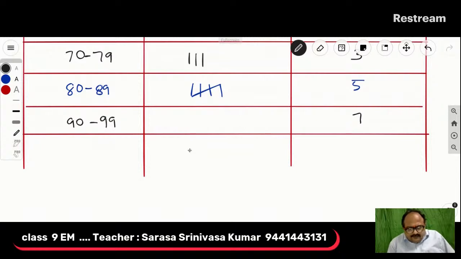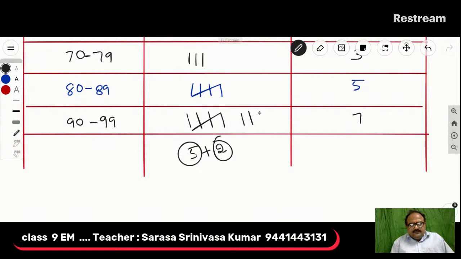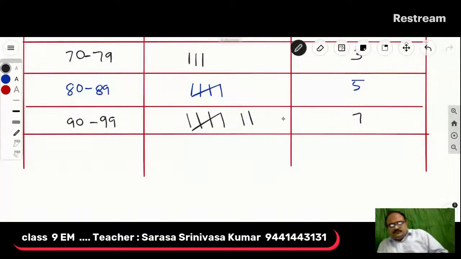Hence 7 can be written as 5 plus 2. In tally marks we write 5 plus 2. So 1, 2, 3, 4, 5, and 1, 2. 5 plus 2, that is, the total number of oranges is 7. So we write the tally marks for 7 as 5 plus 2.